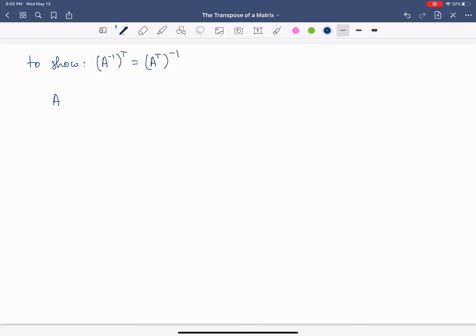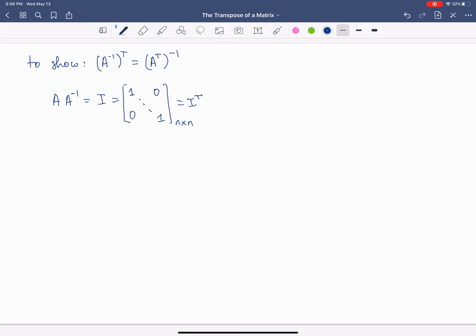So assuming that A is an invertible matrix, what we know is that A times A inverse equals the identity matrix. Now, recall that the identity matrix is a diagonal matrix with ones along the diagonal. I'm not specifying here a size of A, let's say it's n by n. And there are zeros above and below the diagonal. So as you can see, if you try to find I transpose, well, I transpose is equal to I. So the matrix I is equal to its transpose.